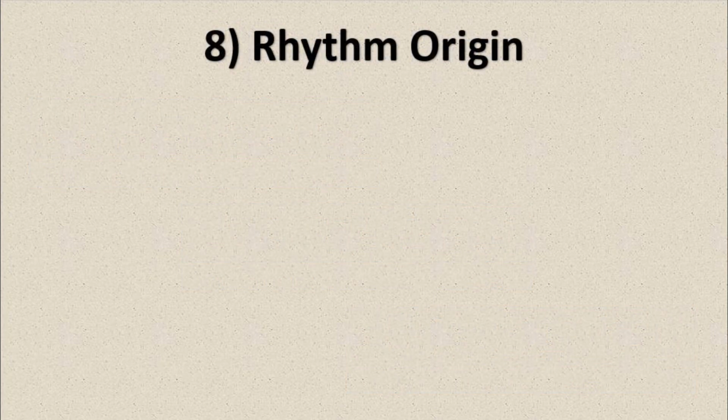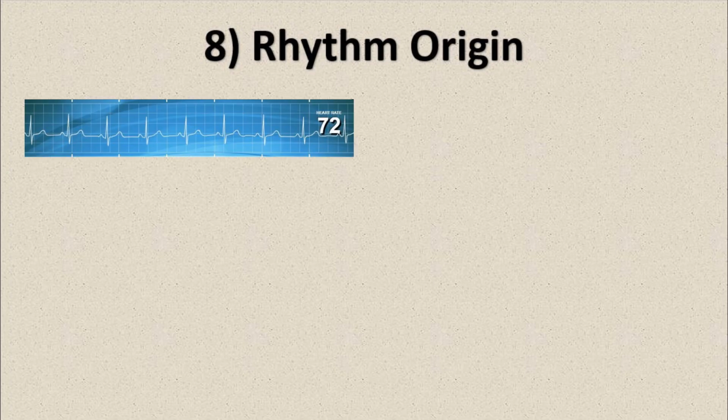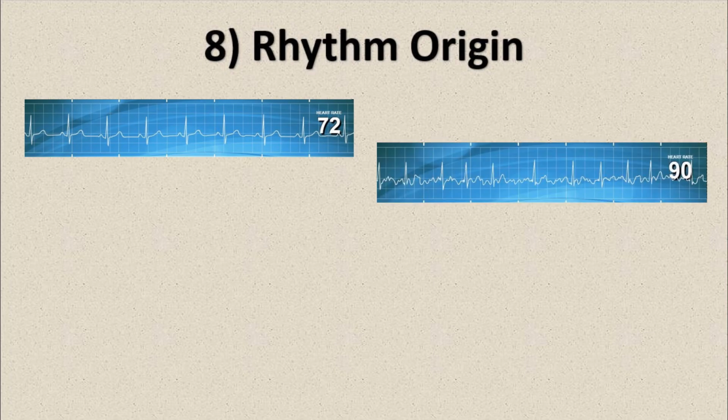In step 8, we will determine the origin of the rhythm. Here are some key elements to look for. A sinus rhythm will be 60 to 100 beats per minute, regular, with upright P waves present before each QRS complex with a normal PR interval and normal QRS duration. An atrial rhythm may be regular or irregular with a normal QRS segment, but P waves may appear differently, either flattened, notched, peaked, inverted, or hidden altogether.